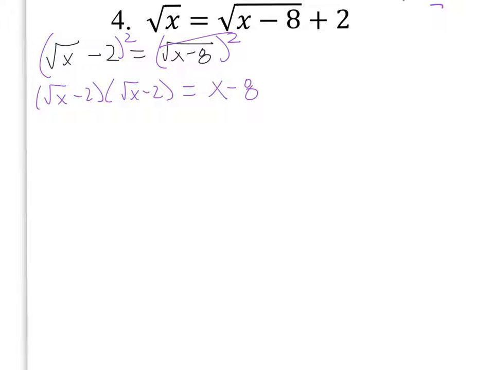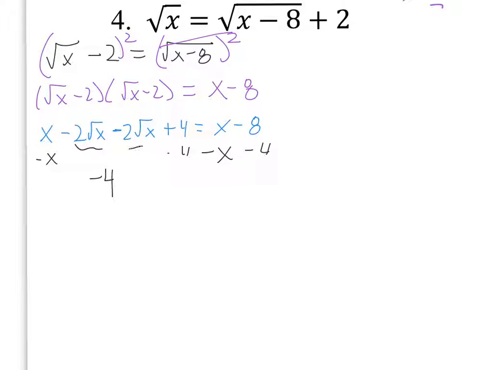So you have your first, square root x times square root x is square root x squared, which is just x. My outside, negative 2 square root x, minus 2 square root x, and negative 2 times negative 2 is a positive 4. I'm going to move everything over to the other side. I want to try to get these roots by themselves now. Again, this is a subtract. So subtract my x, subtract my 4, and I get negative 4, these two combined together.